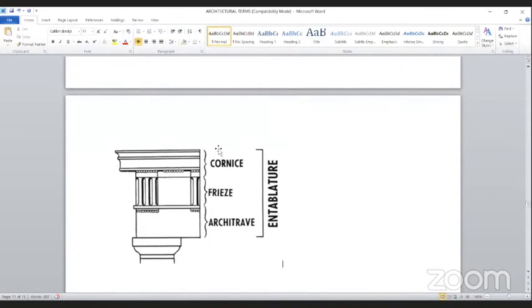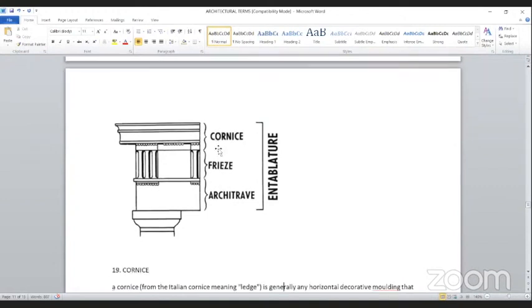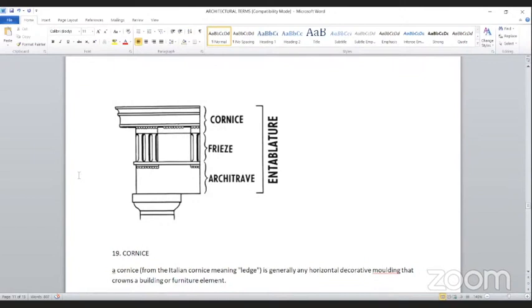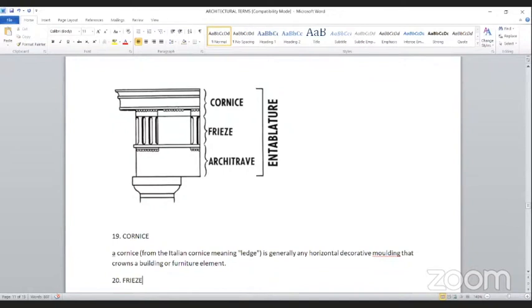Ma'am, the decorative part that is protruding outwards, which supports the slab. Yes, cornice, okay. Doric architecture, yes. See, it's generally any horizontal decorative molding that crowns a building or furniture element, okay. It's a horizontal piece of molding that crowns a building or a furniture element, okay?